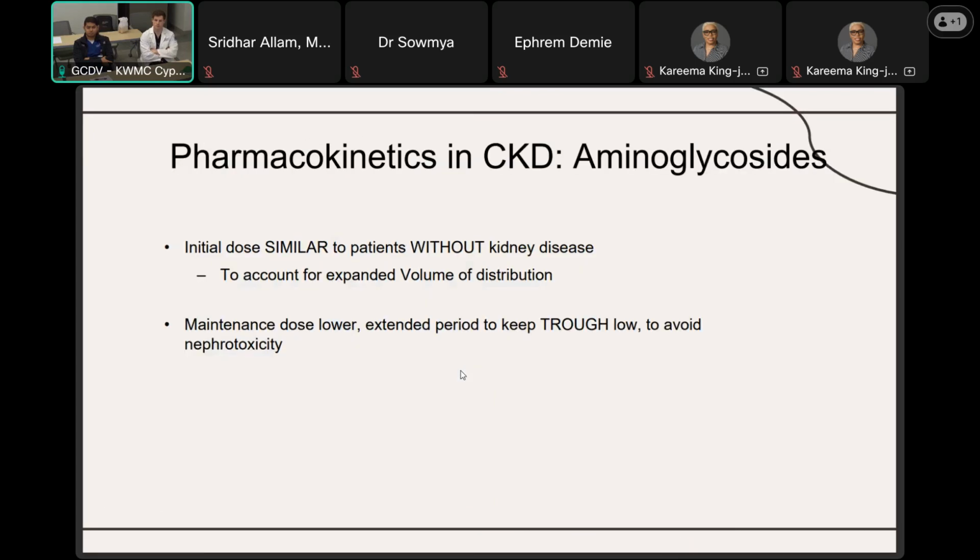So talking about the left side, like I said, the initial dose is similar to the patients without kidney disease, even though they have high volume of distribution, because we want to keep the same C maximum. But the maintenance dose is lower, and we keep the extended period for those medication doses to keep the trough levels low to avoid the nephrotoxicity. This is something that sometimes is difficult to understand: in our patients with kidney disease, even though aminoglycosides have nephrotoxicity, why are we giving the same 80 milligrams that we do for patients with normal kidney function? It is because we want to keep the C maximum as achievable as possible.